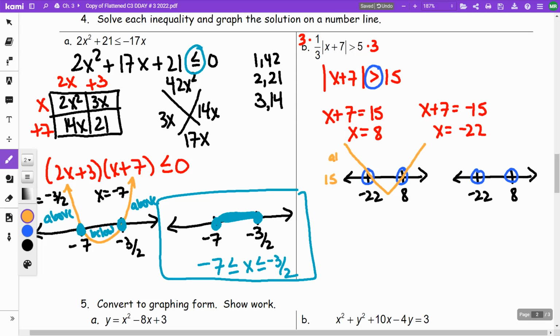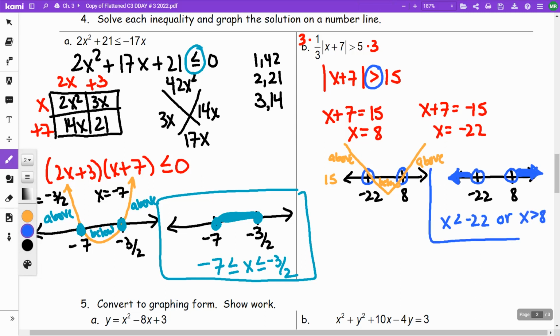So this right here, I'm above 15. Here I'm below 15, and here I'm above 15. So I want it to be greater than 15. So that's going to be on the outside. Okay, on the outside. And so this is going to be x is less than negative 22, or, and you need the word or, x is greater than 8. And that's my graph and my solutions.